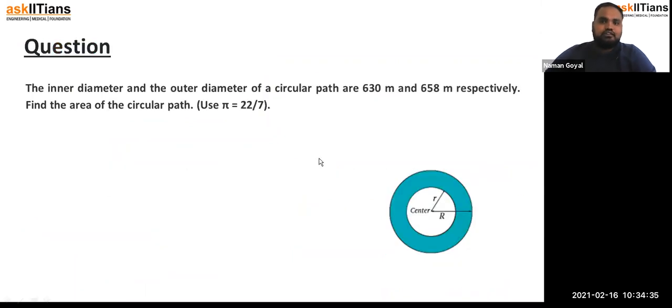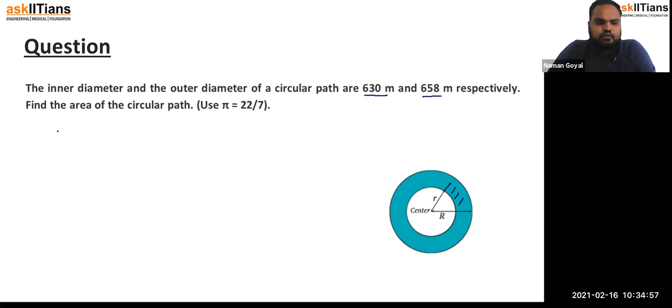Now there is a question we are going to do. Let's see how we do this. In this question, the inner diameter and outer diameter are given. Inner is 630 and outer is 658. Then find the area of this circular path. The question is asking for this area.